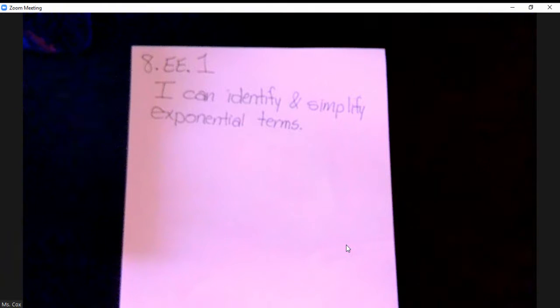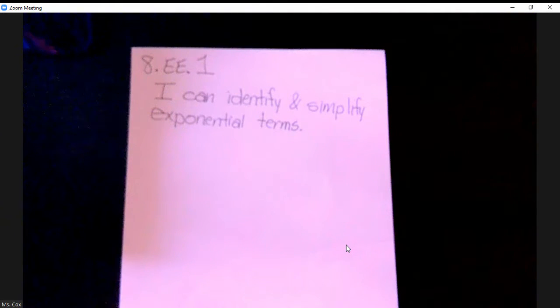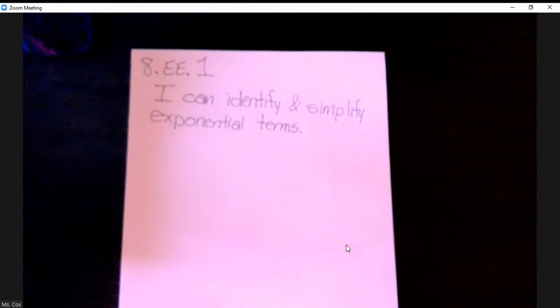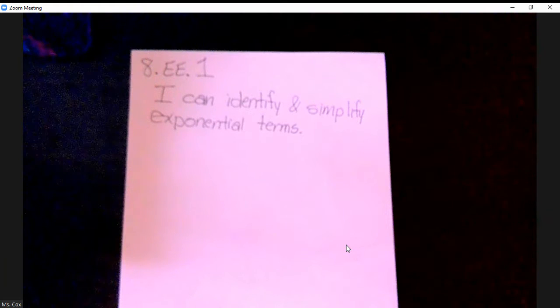Morning. We are going to begin working with some mathematical concepts, and I reviewed all the assignments in Google Classroom, and it appears we are missing some info on exponential terms. So we're working through standard 8.EE.1. Learning target is I can identify and simplify exponential terms. So I'm going to show you this short little video, kind of introduce you to exponents.